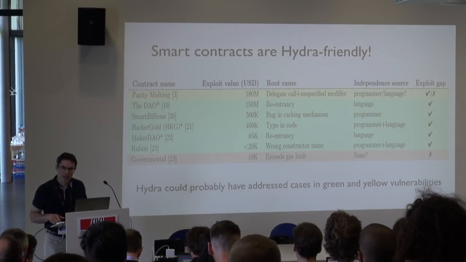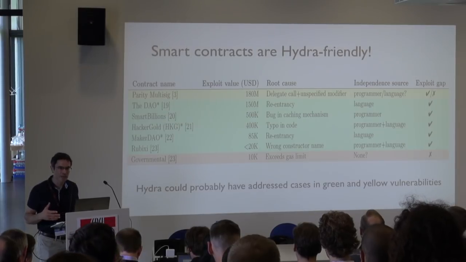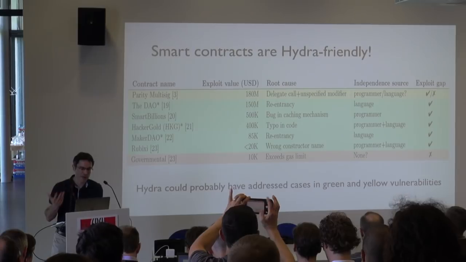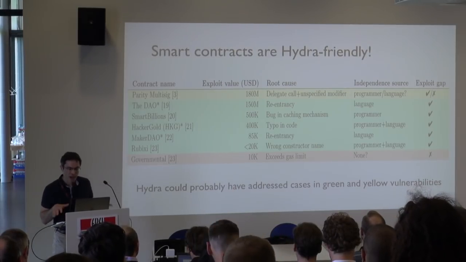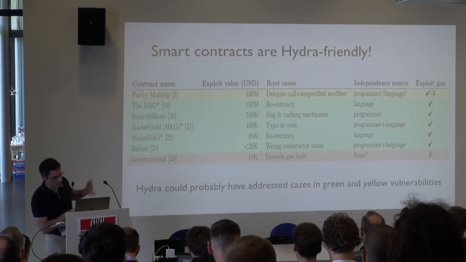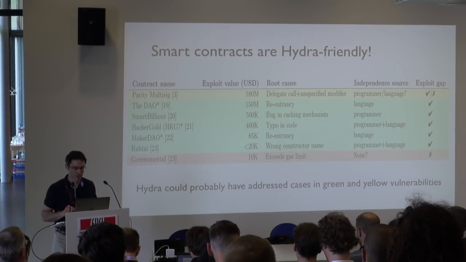We took a look at some of the more famous smart contract exploits in Ethereum and found that smart contracts in particular tend to be very friendly to this Hydra framework. Which is to say that if the Hydra framework had been deployed for the contracts you see here in green and possibly the one in yellow, our belief is that it would have prevented the bugs in question.